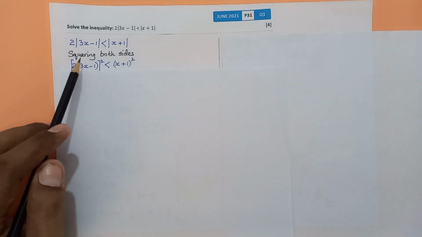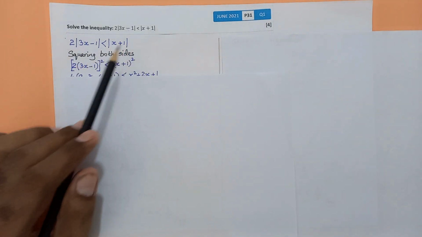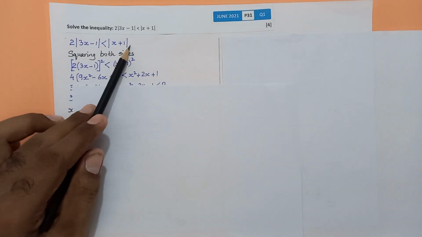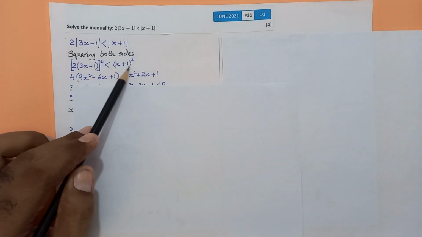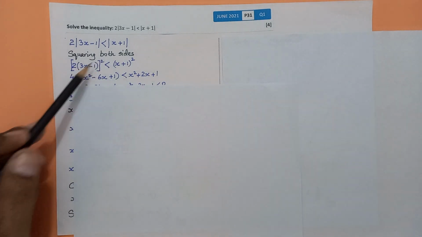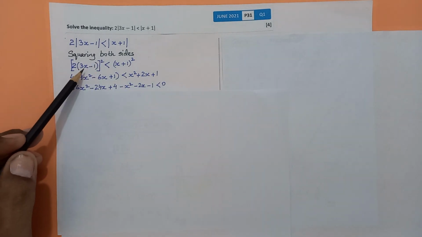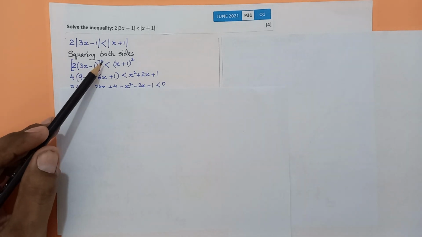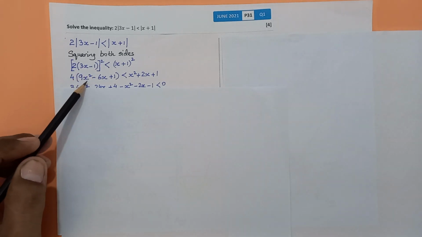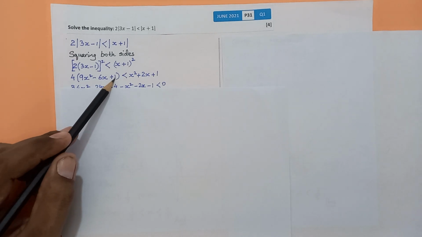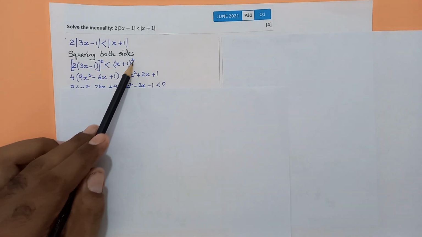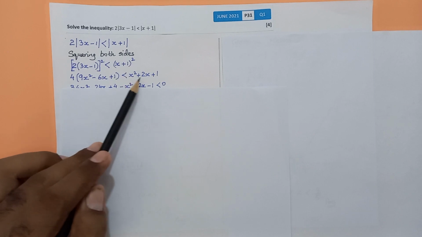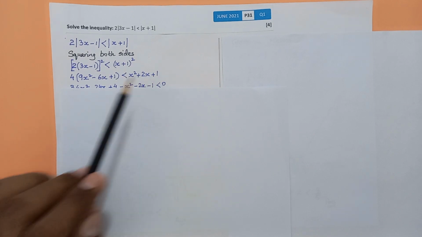It is very simple. Just square both sides of the inequality sign, and instead of the modulus sign just use round brackets as we have done. 2 square is 4, and 3x minus 1 whole square, which is (a minus b) whole square, is equal to a square minus 2ab plus b square, and x plus 1 whole square, according to (a plus b) whole square, is equal to a square plus 2ab plus b square.